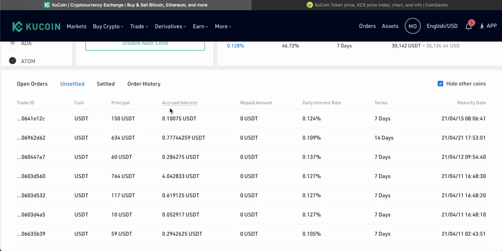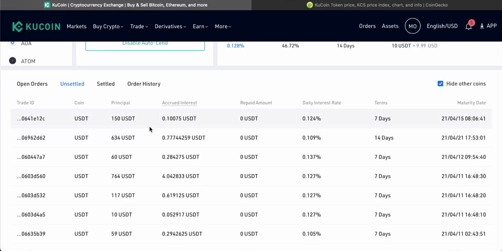And of course, if you're lending money out, then interest will be calculated either on an hourly or daily basis or whatever it may be, and that will update accordingly. You can also see the repaid amount right here. Because the terms of this trade were 7 days, the borrower does not need to pay me back anything until 7 days after they started. They have not paid any of it back yet, but the interest is accruing over time. And then you can see the daily interest rate for this trade was 0.124%.